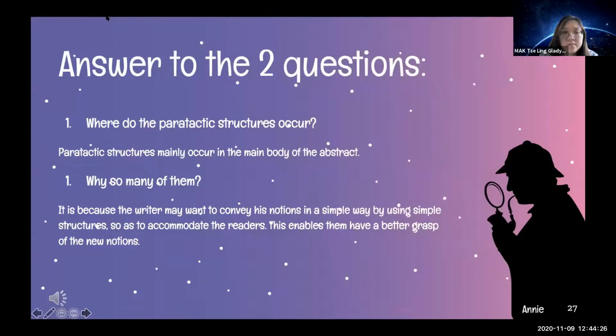Therefore, we can now answer the 2 questions. First, paratactic structures mainly occur in the main body of the abstract. And second, it is because the writer may want to convey his notions in a simple way by using simple structures, so as to accommodate the readers. This enables them to have a better grasp of the new notions.